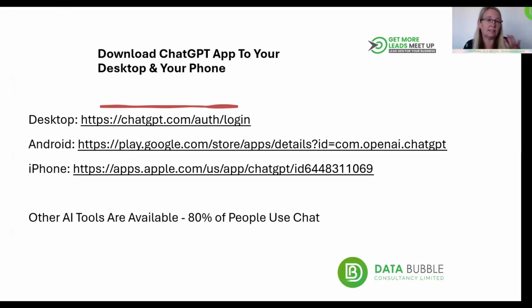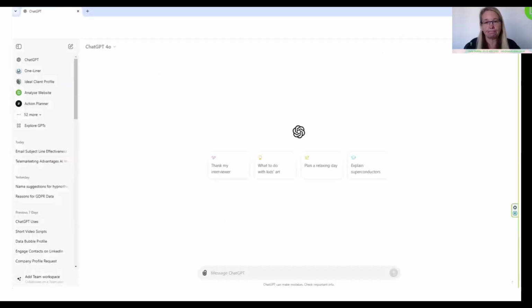Using chat, this is how you actually do it. You can use it on your desktop, or you can download it on your mobile phone, whether that be Android or iPhone. Now, the reason that I use ChatGPT rather than others, and there are others on the market, I appreciate that, is that 80% of people do use ChatGPT. So that's the reason that I use that.